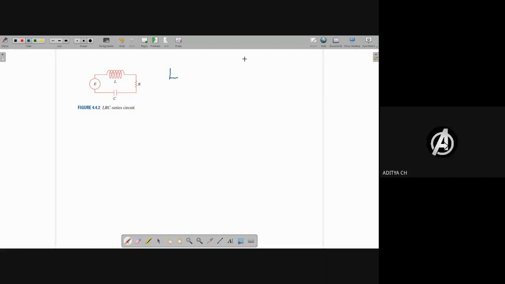L d square q by dt square, plus R dq by dt... Okay, I want current I. So L di by dt plus R i plus q by C, very good, is equal to E of t.